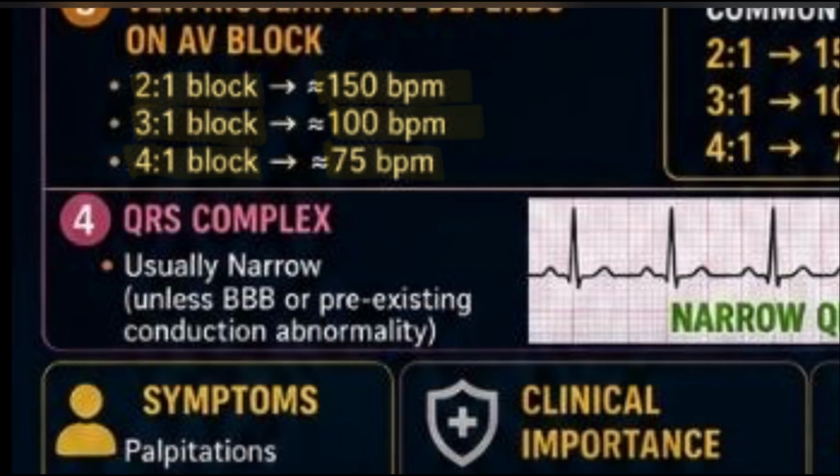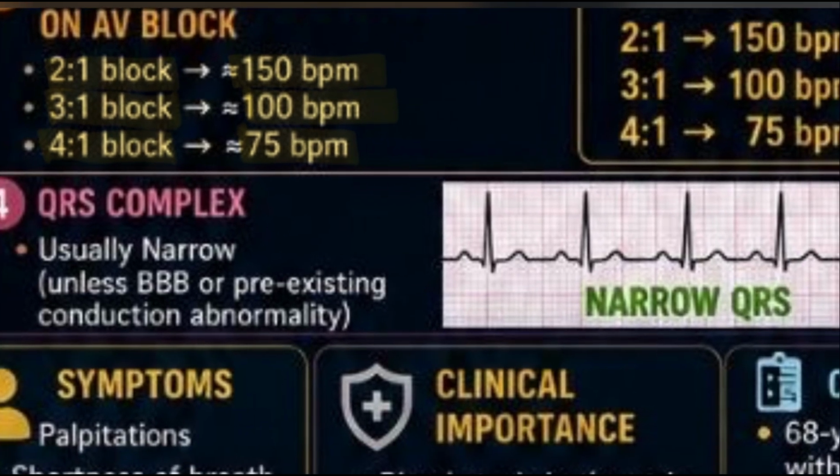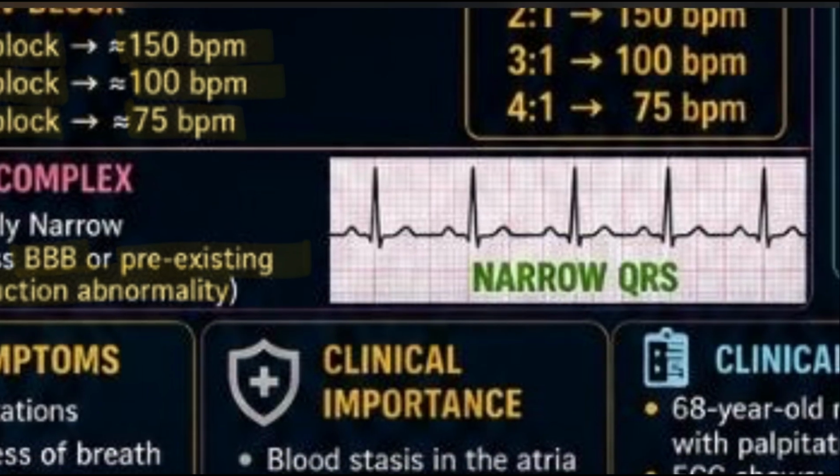Next, the QRS complex. Usually it is narrow, unless there is a bundle branch block or pre-existing conduction abnormality. So here you can see this is a narrow QRS complex.